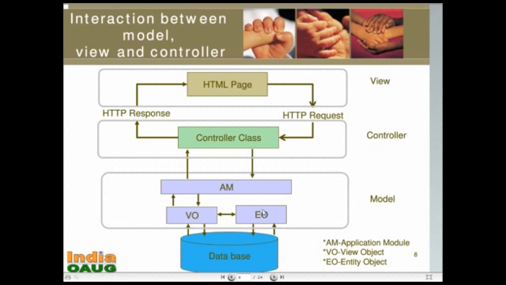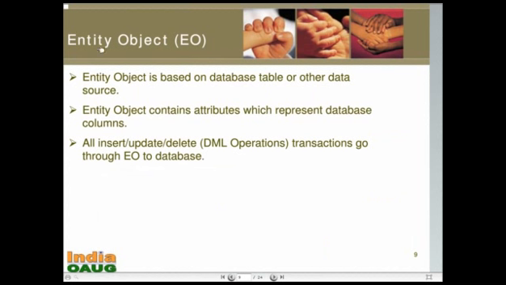So if you create entity object, you must create a view object for that. So view objects are two types. If you go down, next page. Now here we can see what is meant by entity object. Entity object is based on the database table or other data source. Other data source means view or synonym. Generally it will be tables in Oracle apps. You can also use the views and synonyms.